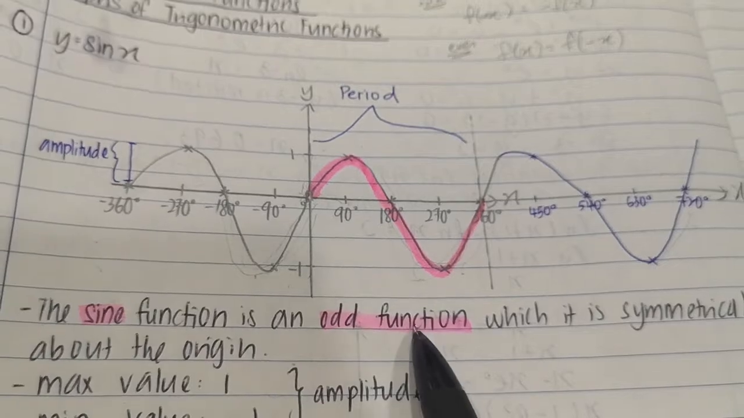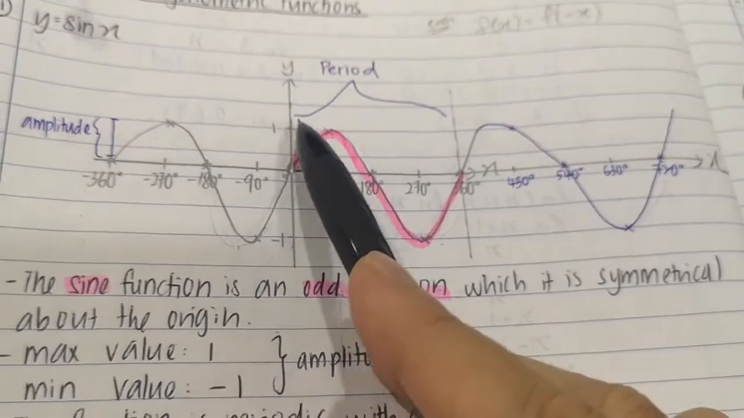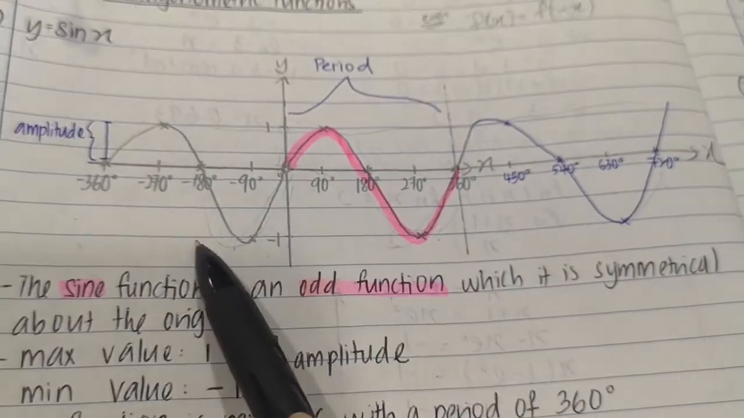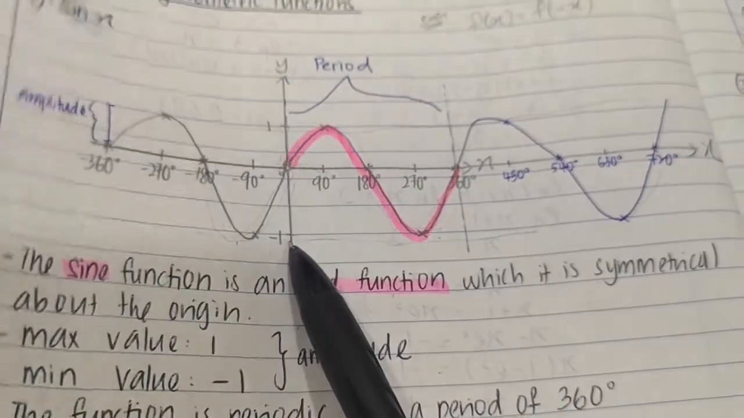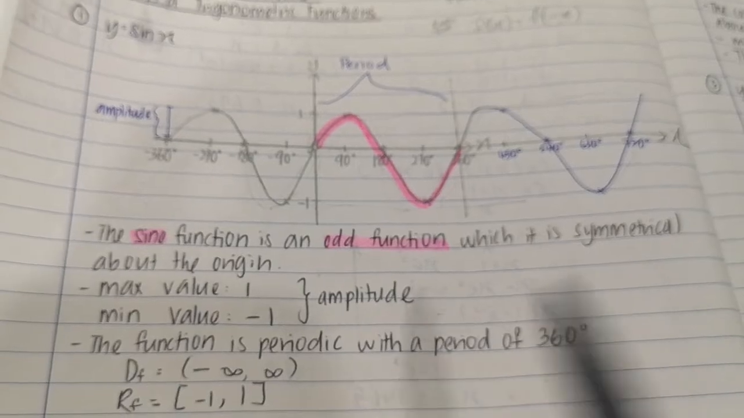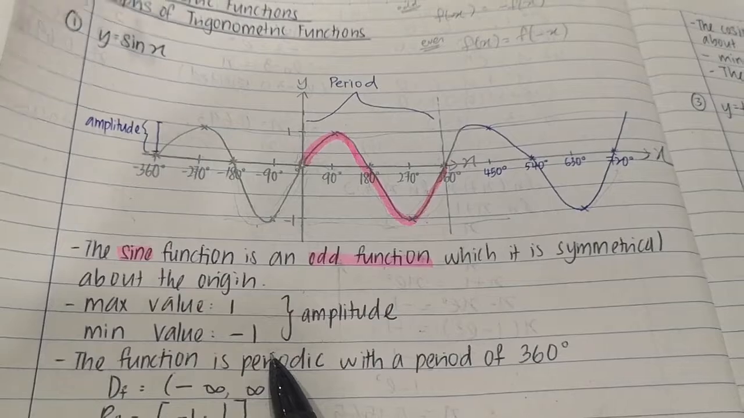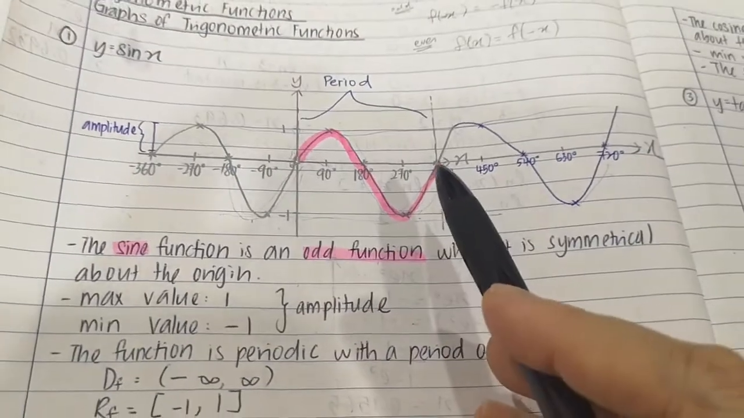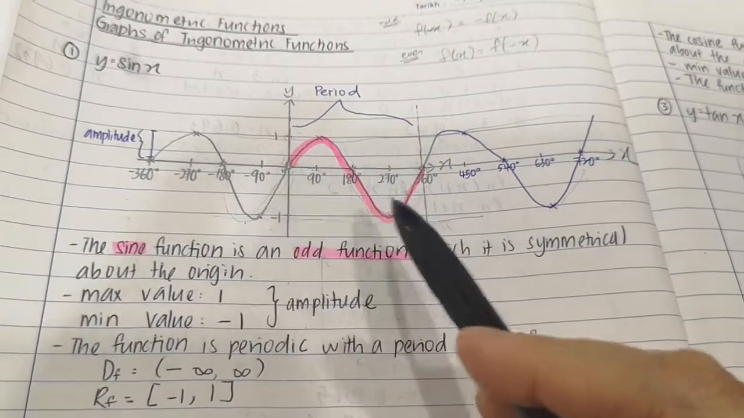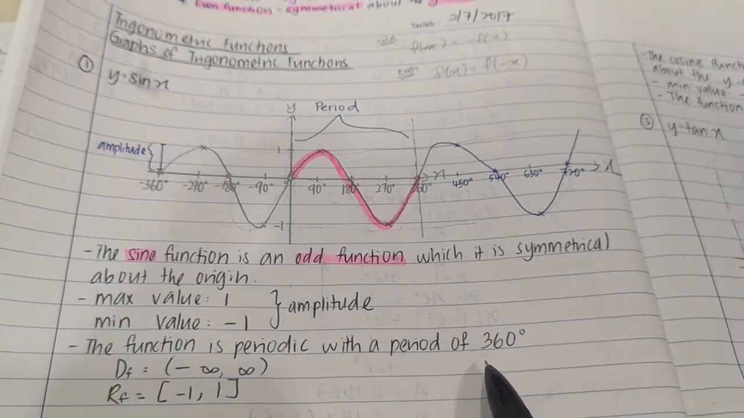We have learned this before, right? If you look here, the maximum value is 1, the highest value. And the minimum value is negative 1. So this we call the amplitude. The function is periodic with a period of 360 degree. Periodic, I have said earlier: the S shape is repeated. You can see what always repeats is the S shape. So one S shape we call one period, with a period of 360 degree.